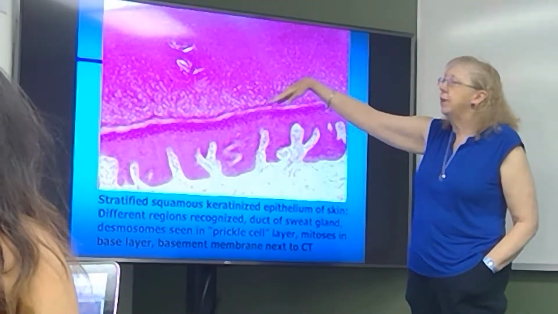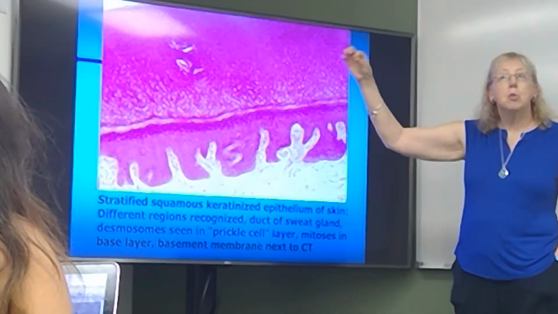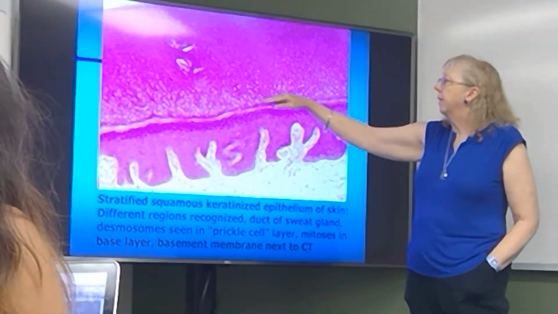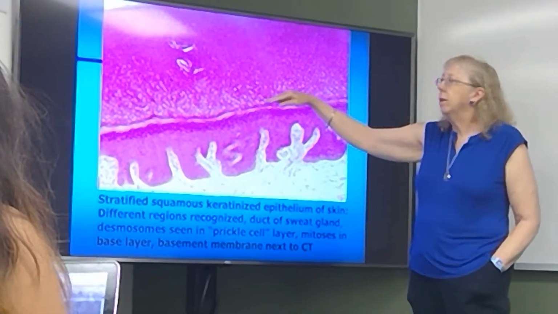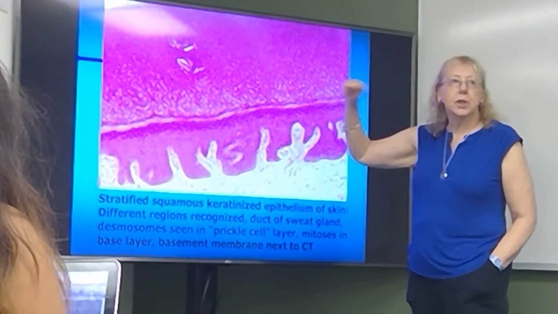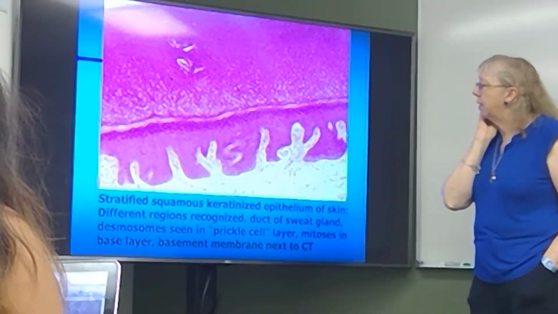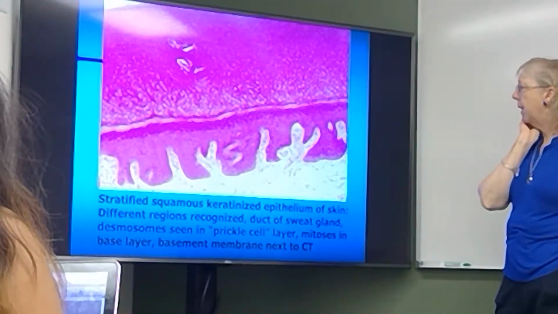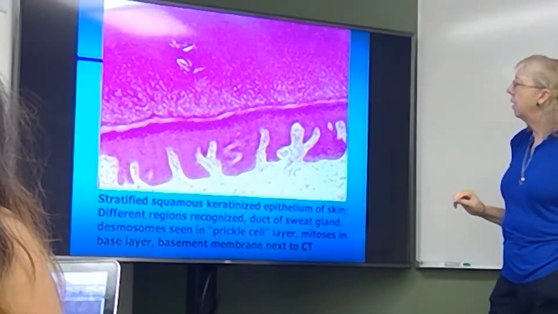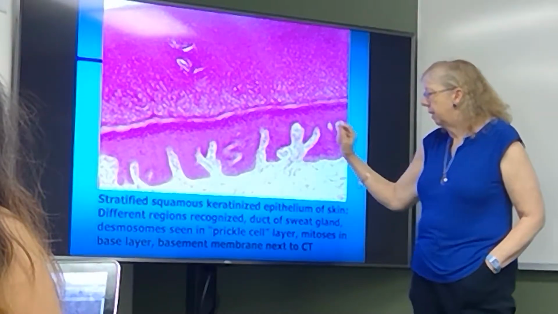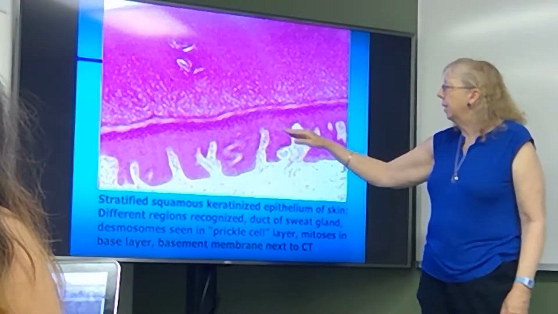That's all we'll see are these leftover squames or packets of just the cell body and those keratin filaments in it. So it sloughs off. Desmosomes can often appear between these cells in what is termed the prickle cell layer.